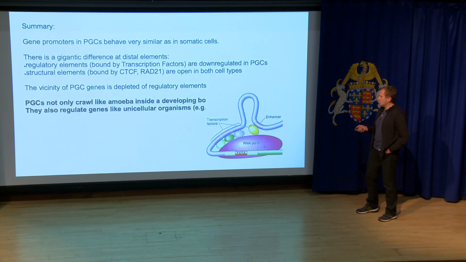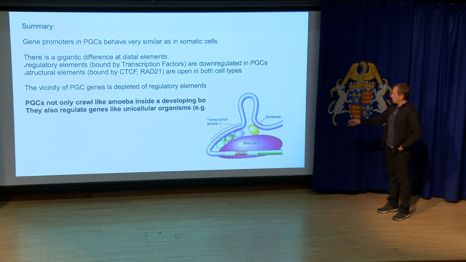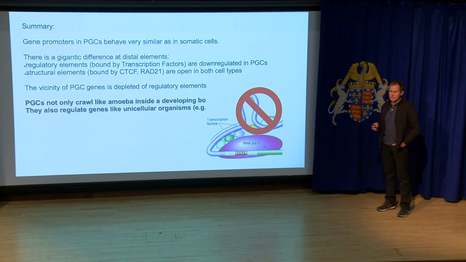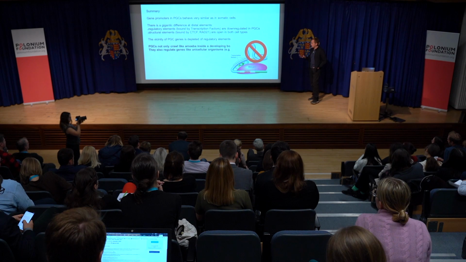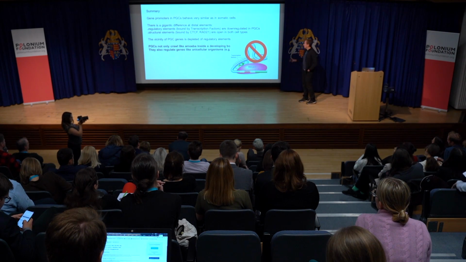So if you look at this picture that I showed you in the beginning, where we have these transcription factors here and the looping, it's essentially what happens in PGCs, that this distal looping probably doesn't exist at all. So the chromatin structure is something completely different from the somatic cells.